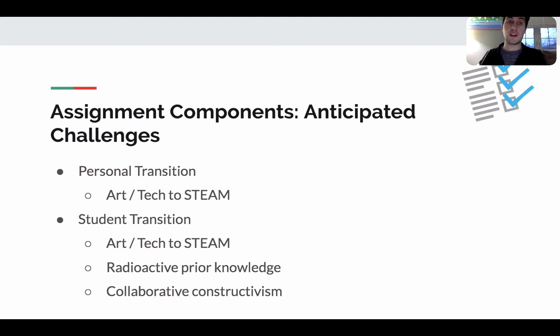Students' prior knowledge of radioactive materials, I found out very quickly, was very minimal. And the collaborative element to this is that every single thing we do in STEAM is purely collaborative. It's not really one-on-one. It's students working as a team, and working as a team has many benefits. And while doing something new, working as a team, it is a slower starting progress. So that's what I anticipated, at least.